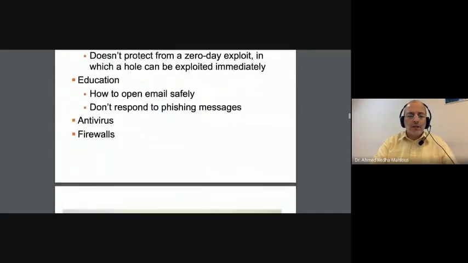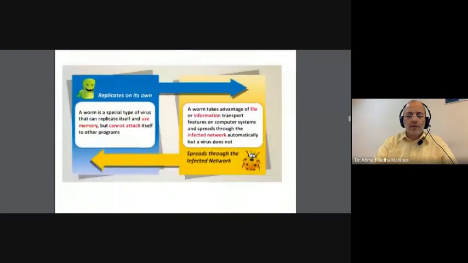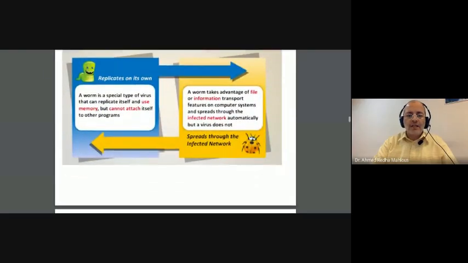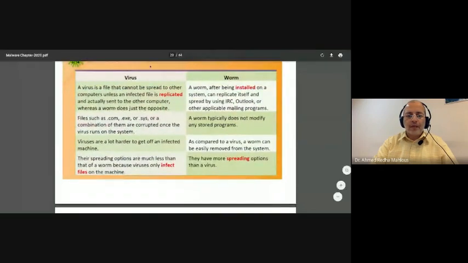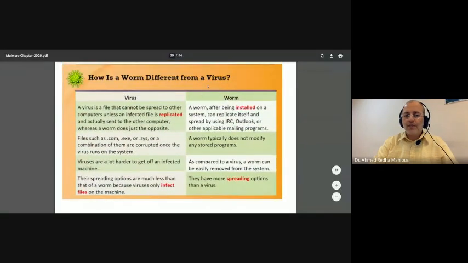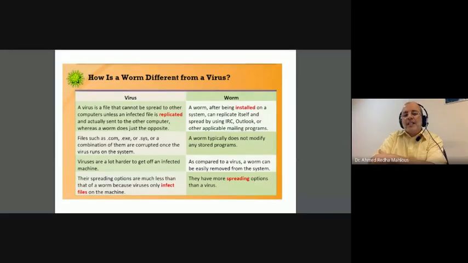We have already talked about antivirus and firewalls. This is the definition of the worm. You can go through the differences between a worm and a virus. A virus is a file that cannot spread to other computers unless that file is infected and replicated with the help of, let's say, a worm, or by replicating that file itself, contrary to the worm, which is self-replicating.